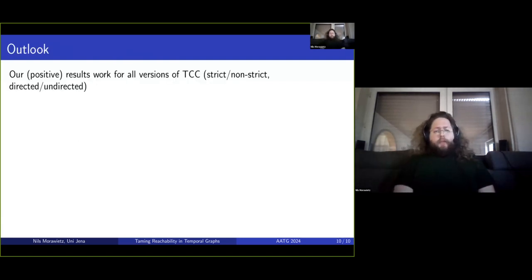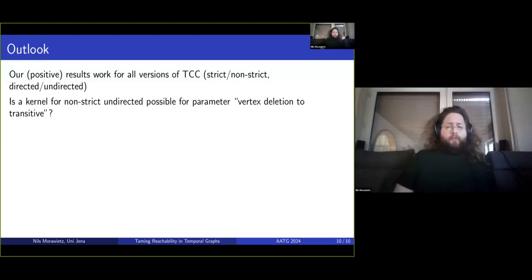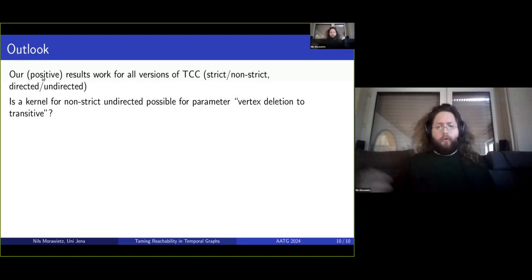And yeah, a small outlook. From the positive side, all of our results hold for all versions of open TCC. Namely, if you consider strict or non-strict paths, directed or undirected temporal graphs. And it would be interesting to answer some open problems or some gaps in our results. So, for example, not all negative results work for all versions.